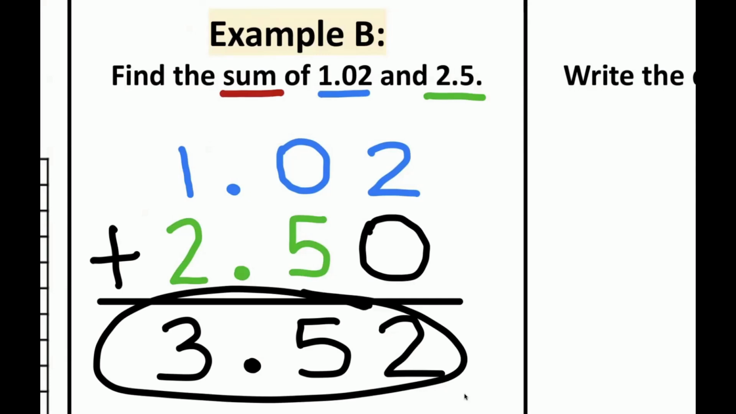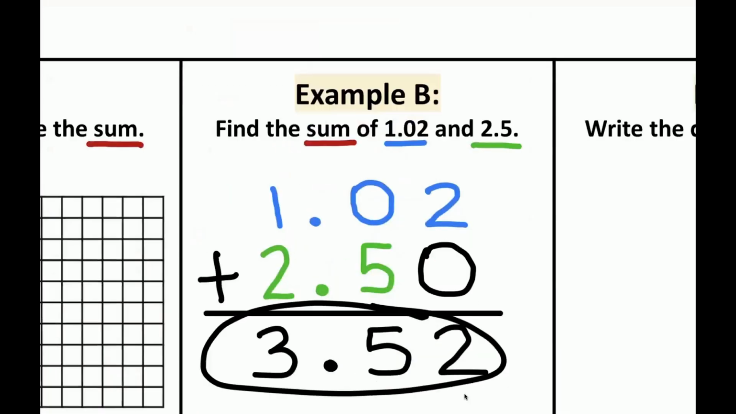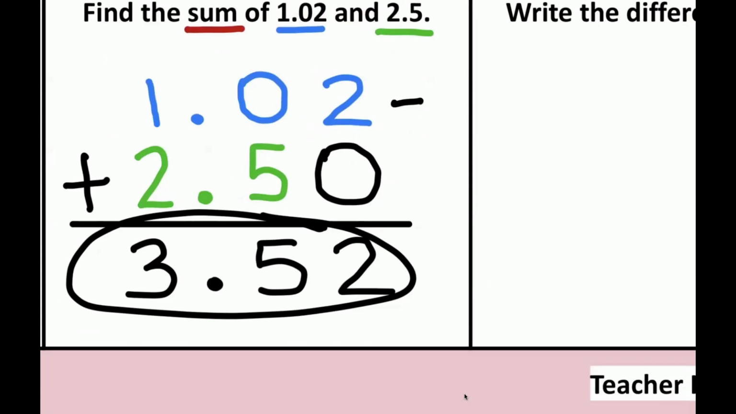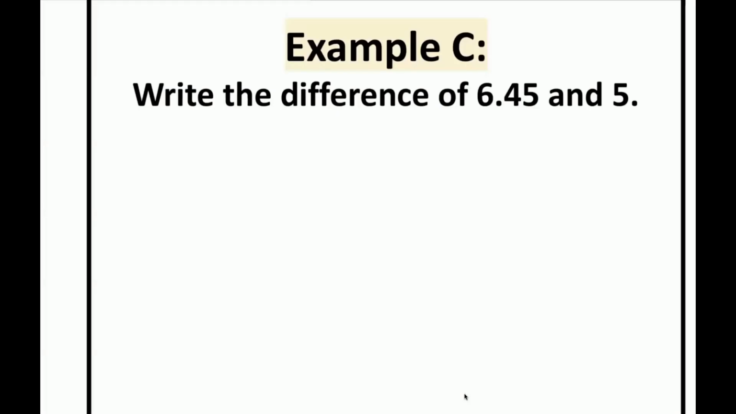To check our work, we can go ahead and estimate to make sure we're on the right track. We can round 1 and 2 hundredths to 1, and we can round 2 and 5 tenths to 3, and 1 plus 3 is 4. If I have $4, that is close to $3.52, so we are on the right track. Let's look at example C.